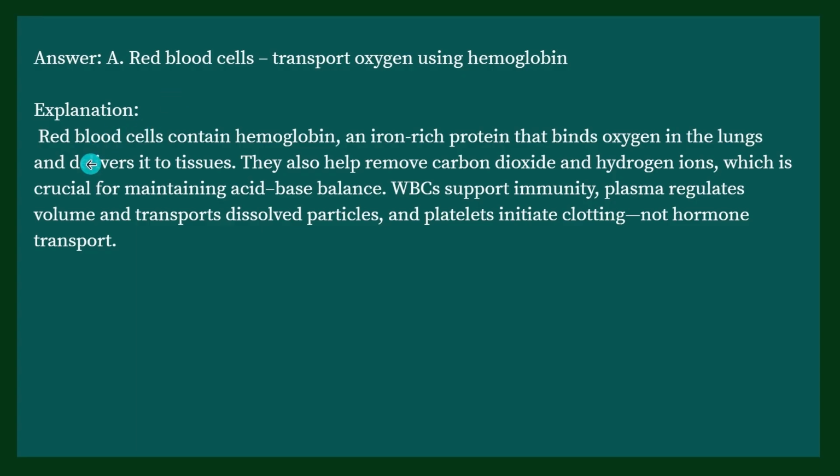Okay, so explanation. Red blood cells contain hemoglobin, an iron-rich protein that bonds oxygen in the lungs and delivers it to tissues. They also help remove carbon dioxide and hydrogen ions, which is crucial for maintaining acid-base balance. White blood cells support immunity, plasma regulates volume and transports dissolved particles, and platelets initiate clotting, not hormone transport.